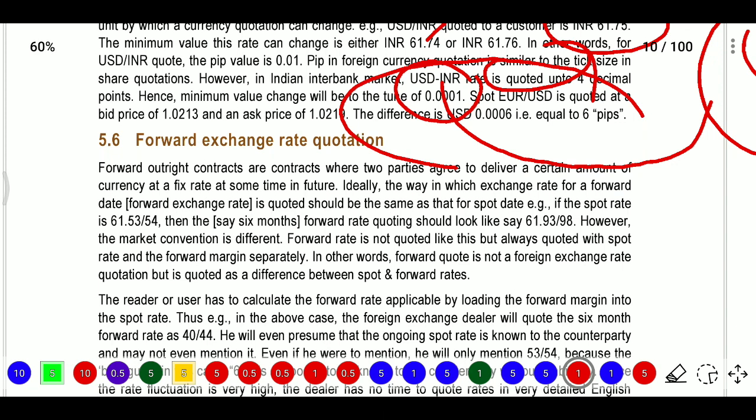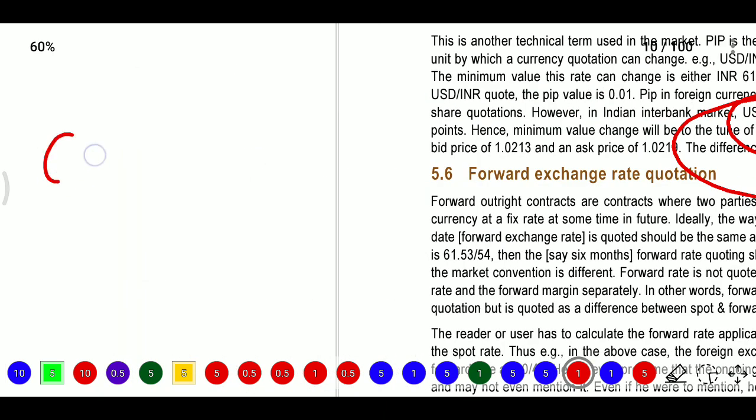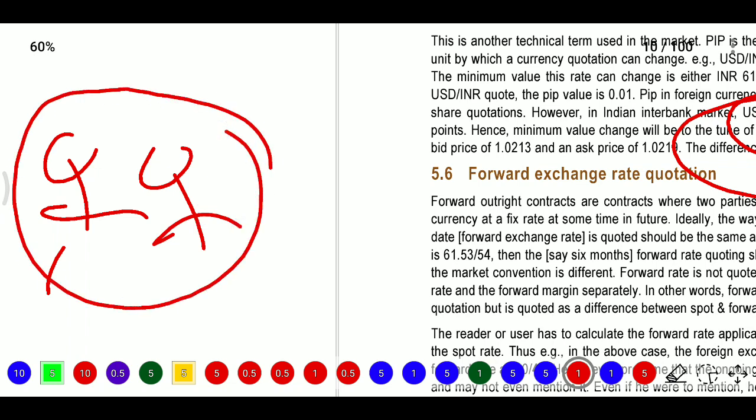Here a contract where two parties agree to deliver a certain amount of currency at a fixed rate at some time in future. So forward exchange rate quotation means one contract where the two parties will be there. So one party and another party, they will agree one certain amount for fixed rate at some time in future.